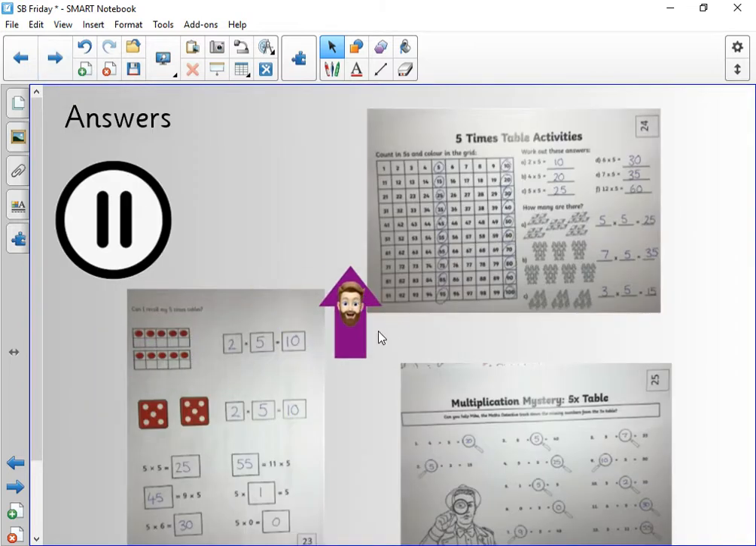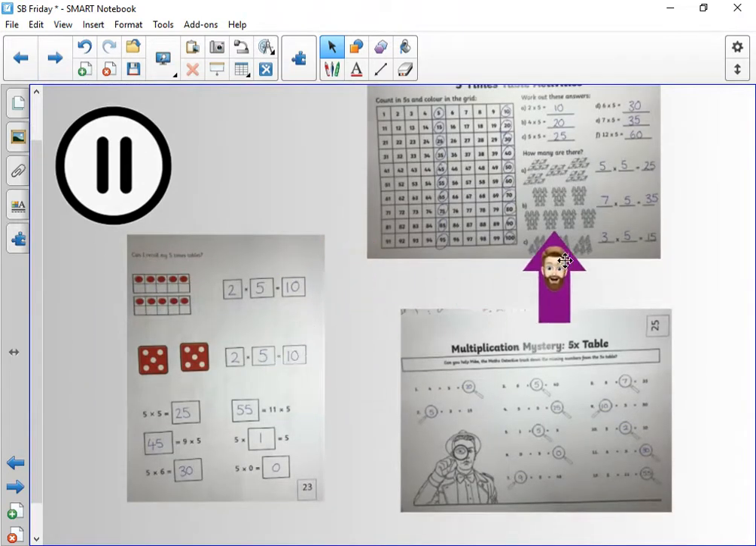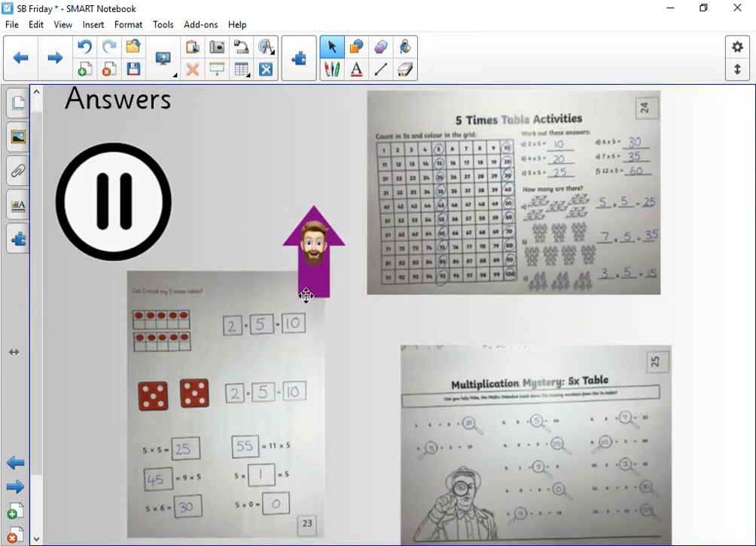Okay, here are the answers from yesterday, page 23, 24 and 25. Please make sure you've marked your work. I'll put these pictures on the slides before you start today's lesson. Pause the video if you need to now.